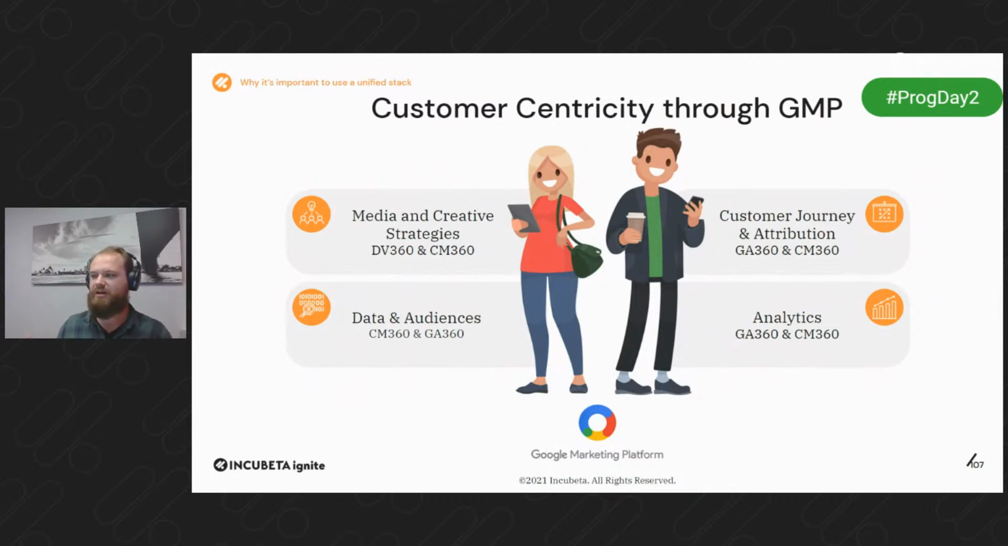And we can see that if we look at our media and creative strategies, we're able to use DV360 and Campaign Manager, our data and audiences, Campaign Manager and GA360. Looking at the customer journey and our complete picture of attribution, again, GA and Campaign Manager. And then in our analytics aspect, we can look at our GA360 and our Campaign Manager 360. So really taking that 360-degree view of our customer centricity and looking at all of the touch points that we can influence through DV360, Campaign Manager, and Search Ads 360, and being part of those customer moments when it really matters.